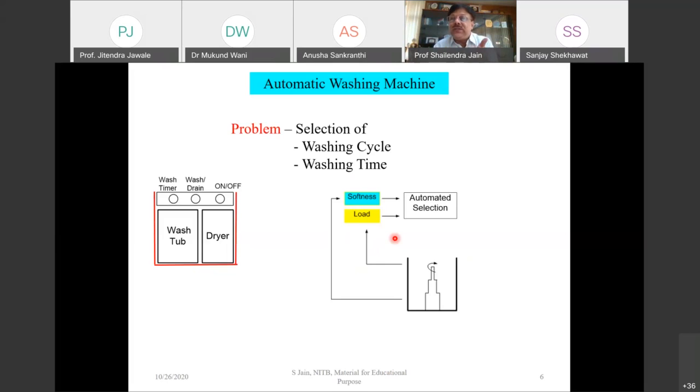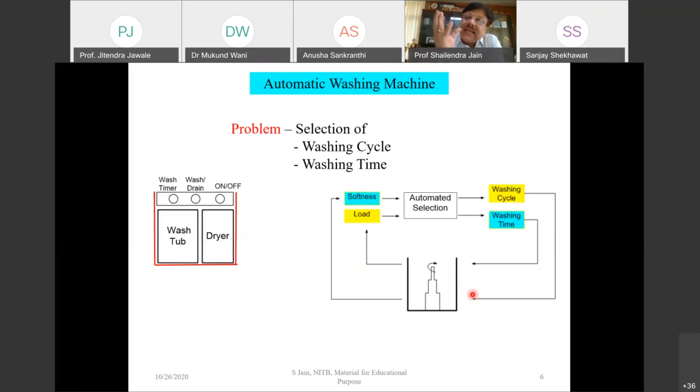If you apply the brush hard, your color may get spoiled. It's very expensive, 2,000 rupees you have paid for this shirt. So we want a gentle wash. That means the softness based on the type of cloth you have to choose, and then finally we'll take a decision about how much time is required for washing. Similarly, the washing cycle selection, that is gentle or moderate or heavy wash.